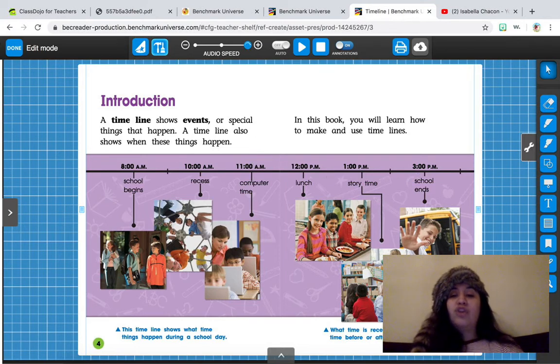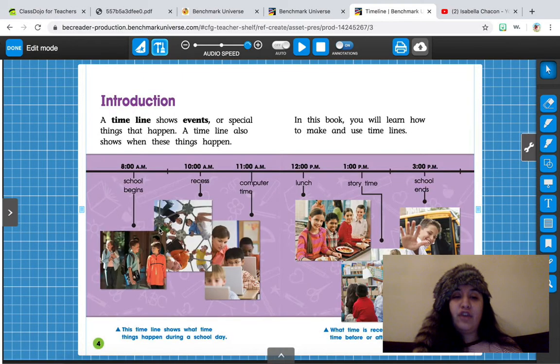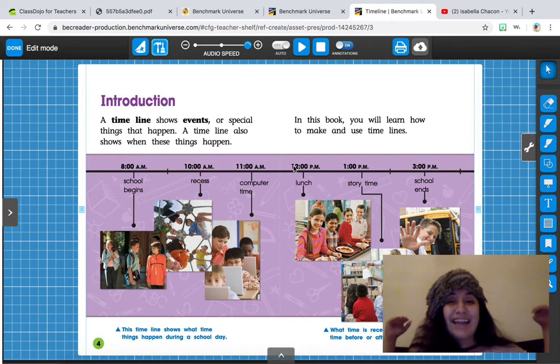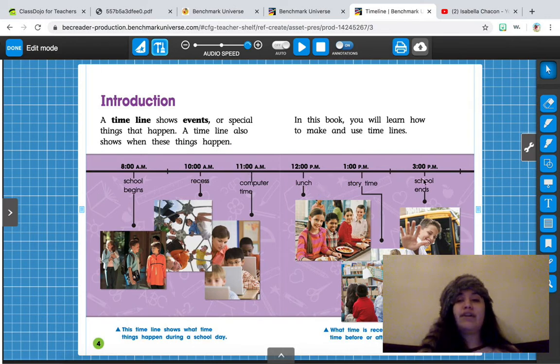So what you're going to do first, just like they talked about here, they wrote the days of the week. What you're going to do first is write your times. So you're going to draw a nice pretty line and write your times. So here are your times right here. Then you're going to write your events. So their events are school begins, recess, computer time, lunch, story time, school ends.